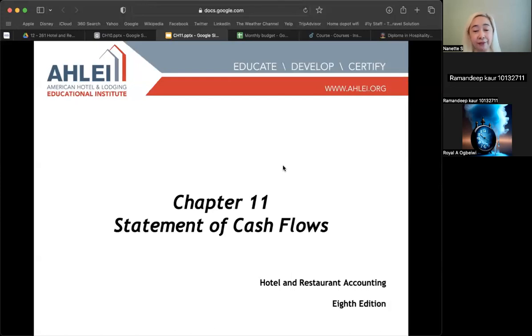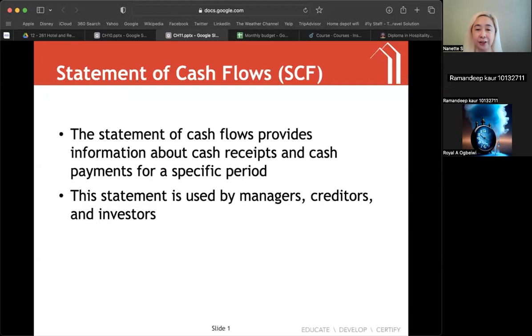Okay, so chapter 11 is all about the statement of cash flows. So what is the statement of cash flows? Royal, can you please read? The statement of cash flow provides information about cash receipts and cash payment for a specific period. This statement is used by managers, creditors, and investors.